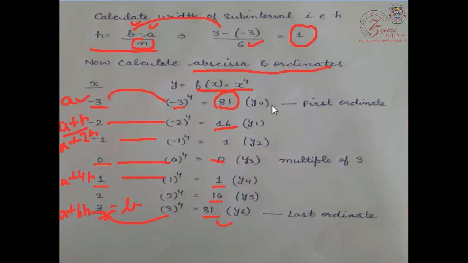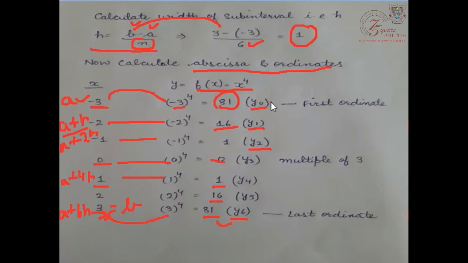We will name all the ordinates. The first term in the ordinate column will be called y0. The second term will be called y1. Third term will be called y2. Fourth term will be called y3. Fifth term will be called y4. Sixth term will be called y5. And the last term will be called y6.